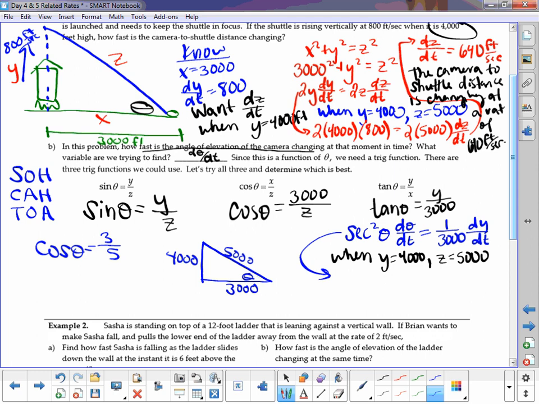So what is secant going to be then? Good, 5 over 3. And we need to make sure we don't lose our squared there. We don't know d theta dt, that's what we're solving for. And then I have 1 over 3,000. And what was my dy dt? 8. All right, go ahead and solve. What do we get for d theta dt?